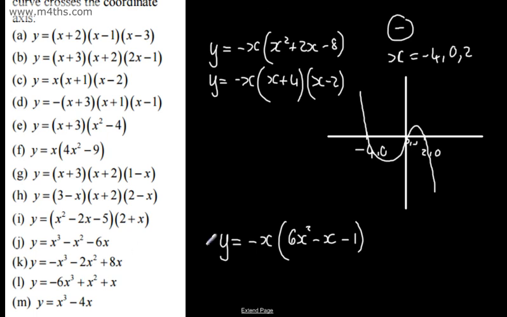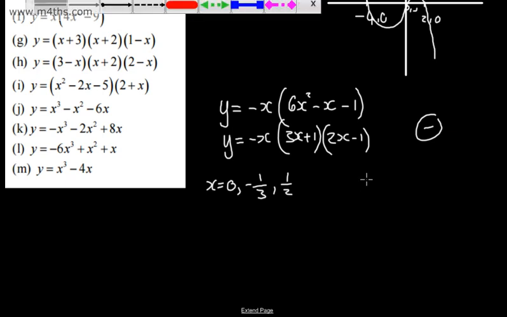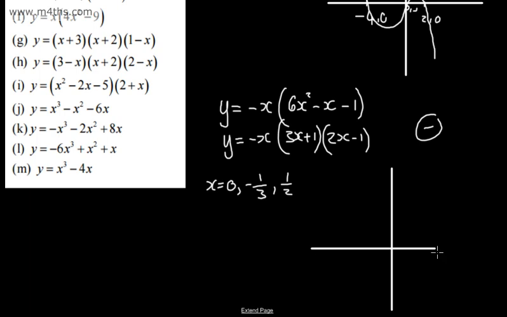What are we going to have? So y is going to be equal to negative x, then 3x plus 1, and then 2x minus 1. Does this work? 6x squared minus a 3x plus a 2x minus 1. That looks good. So what we'll have then, x, we're going to have 0, negative 1/3, and positive 1/2. Again, it goes through the origin, and this is a negative. So let's go ahead and do that. If we do that, what we're going to have is the following.